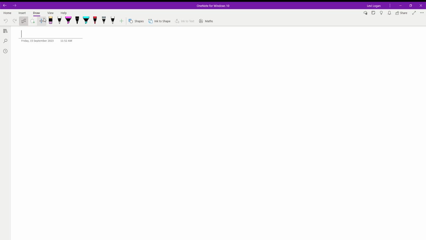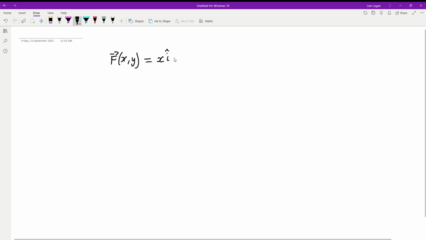In today's video we're going to be looking at another example, finding the total work in a given vector field using Green's theorem. So consider the following vector field, F of x and y, where the x component is x and the y component is negative x squared y squared j. We want to find the total work done in this particular region C.